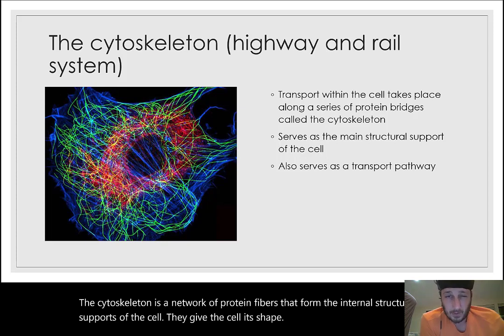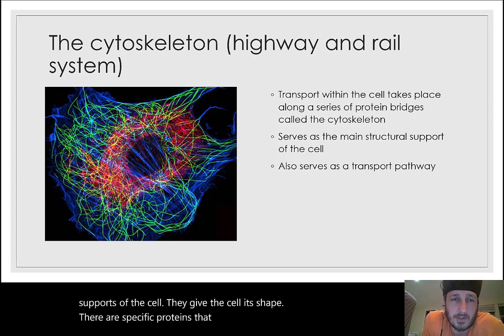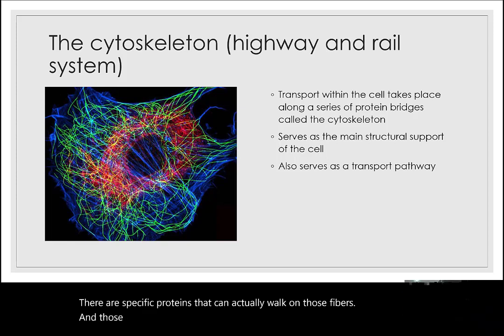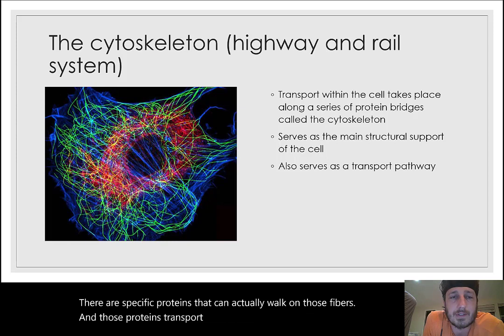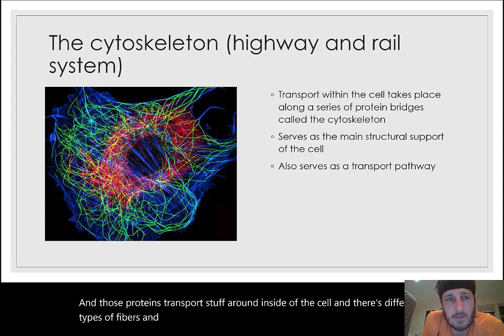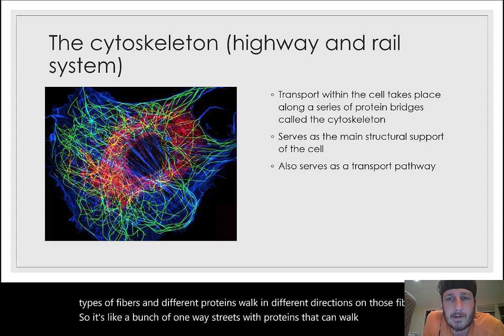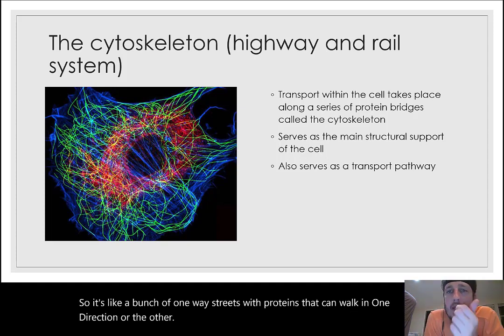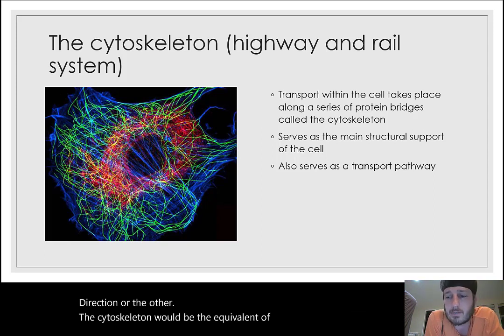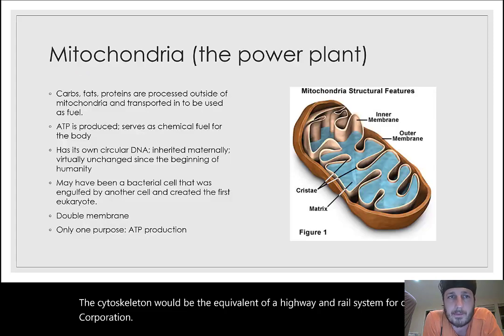There are specific proteins that can actually walk on those fibers. And those proteins transport stuff around inside of the cell. And there's different types of fibers, and different proteins walk in different directions on those fibers. So it's like a bunch of one-way streets with proteins that can walk in one direction or the other. Now, the cytoskeleton would be the equivalent of a highway and rail system for our corporation. It's transporting everything around.